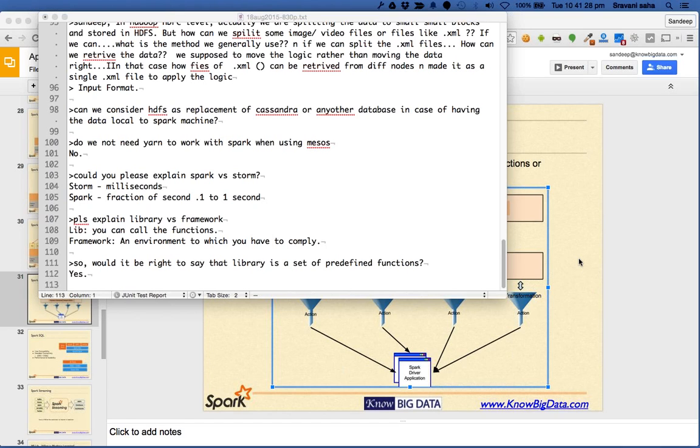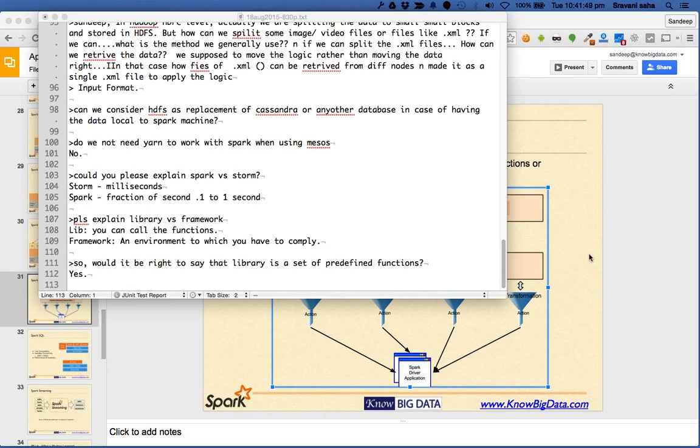So Mahesh is asking about the resilient distributed dataset size. The size is based on how much your input data is.